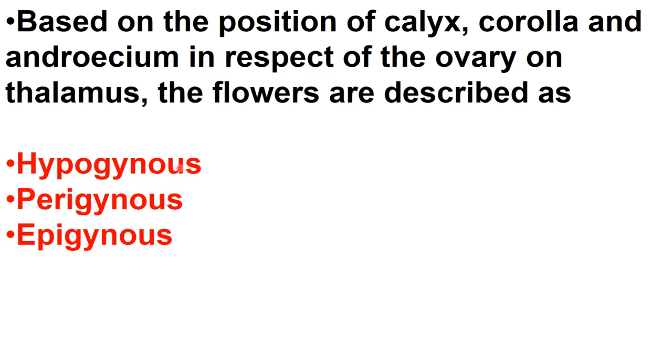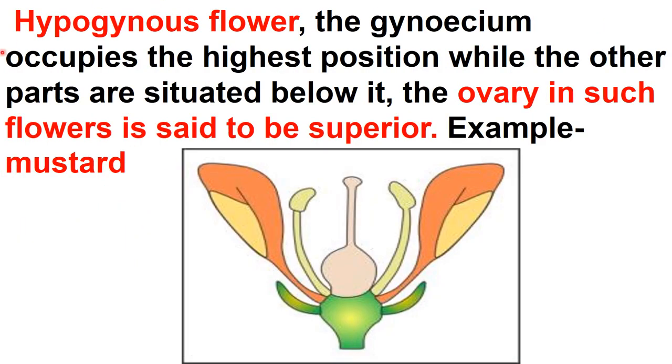So let's start with the first, hypogynous flower. What are hypogynous flowers? See here. In the hypogynous flower, the gynoecium occupies the highest position. Means gynoecium means ovary occupies the highest position while the other parts are situated below it. Okay, you see here in this flower, this is a hypogynous flower. Okay, you see this is ovary part. Okay, this is style and this is stigma. So this is complete, you can say this is complete gynoecium part, and this is ovary. So see the position of ovary here. This ovary position is highest.